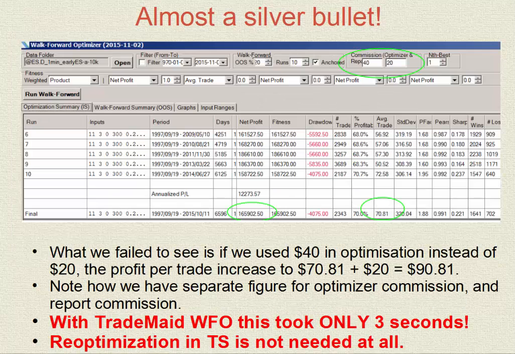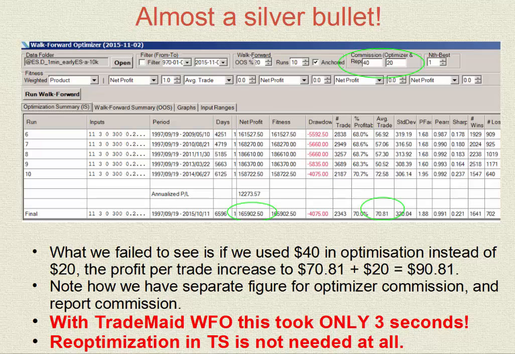In the previous example, we used $20 slippage and commission, but it didn't help raise the average trade much. If we used $40 slippage and commission, we would have been much better off. This led to $90.81 average trade. That was derived by the $70.81 figure you see, plus $20. Now this would have taken many hours to do on TradeStation because we had to re-optimize, then we had to do the walk forward again.